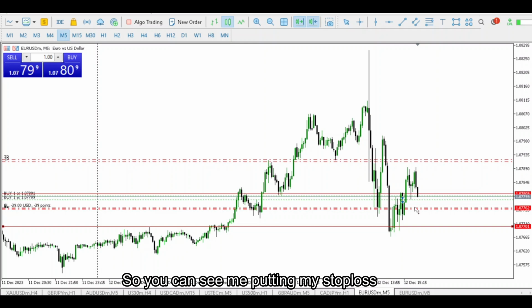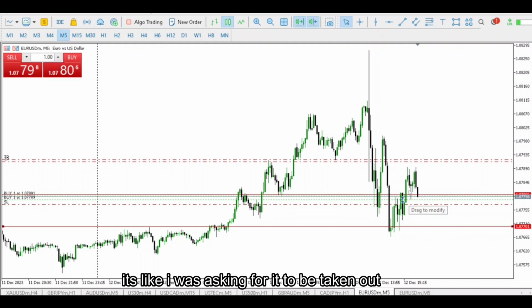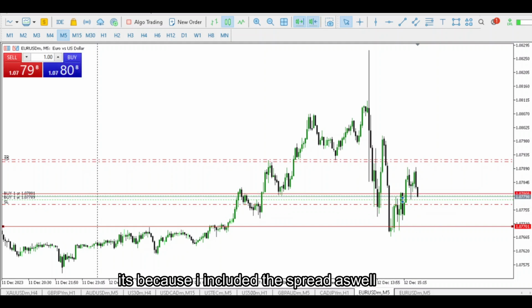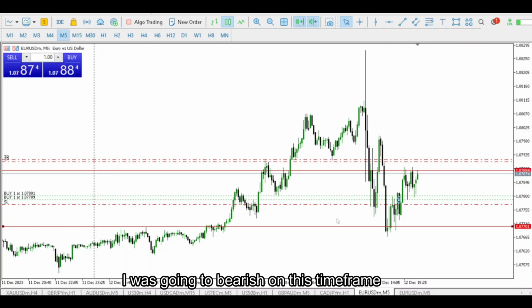So you can see me putting my stop loss closer to the low of that order block while the market is pushing down. It's like I was asking for it to be taken out. The reason why it's not too close is because I included the spread as well. Understood that if you trade below that candle, I was going to be bearish on this time frame. So we had a rejection and went straight to TP.